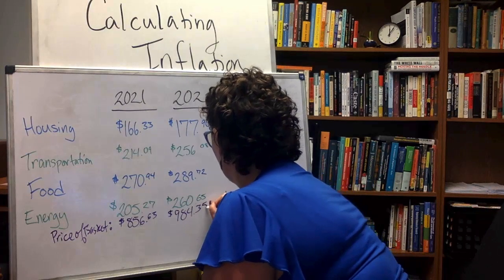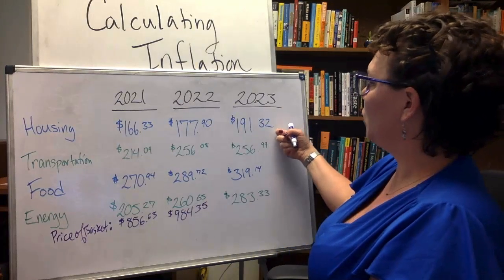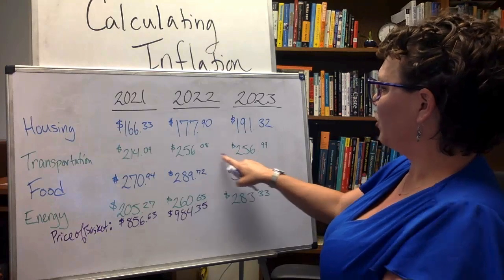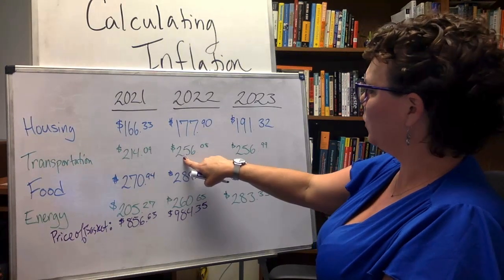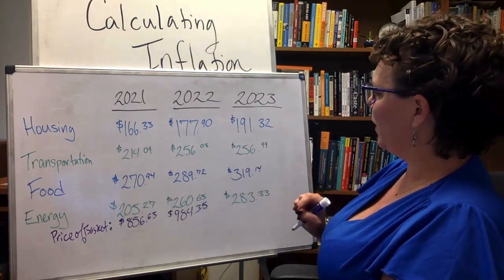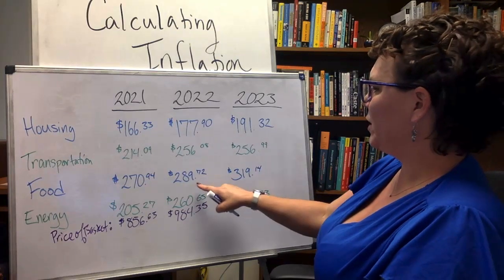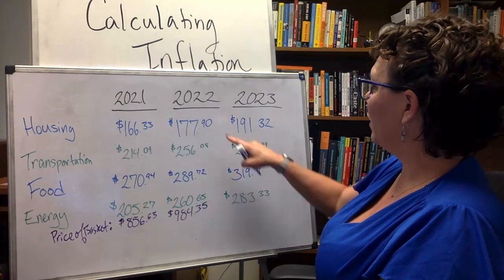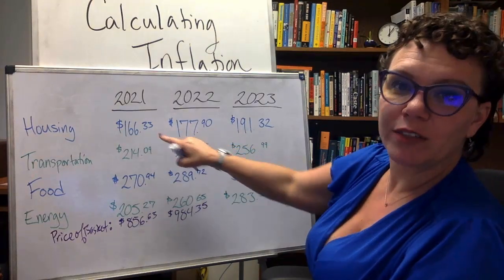$984.35. And then we do the same thing in 2023. And again, generally prices have gone up. Although if you look, transportation, after going up a lot in 2022, barely went up in 2023. Whereas we see food went up pretty dramatically and energy went up pretty dramatically. Housing went up more than it had in the previous period.